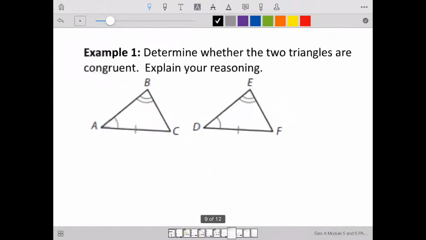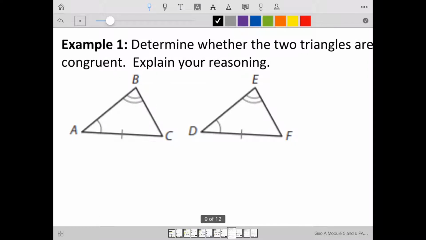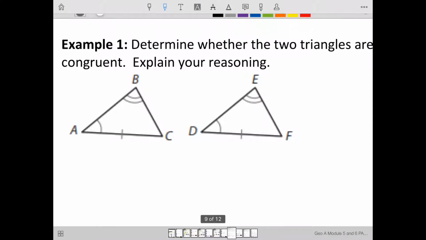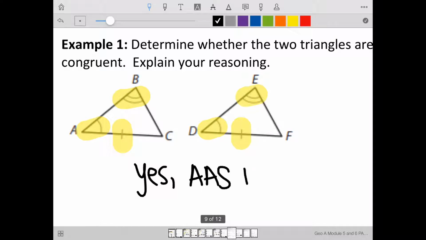So let's look at example number 1. We want to determine if these two triangles are congruent. In the first triangle I have an angle, another angle, and an unincluded side. So the side is not in between the two angles. And I need to make sure that the other triangle has the same two angles and unincluded side. Well, we have two angles and the unincluded side. So yes, these two triangles are congruent. And our reason would be the AAS theorem.